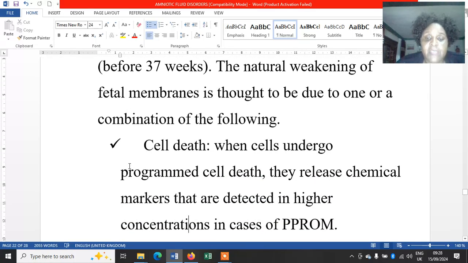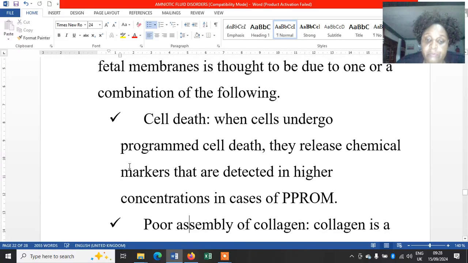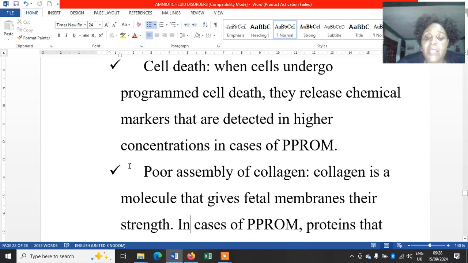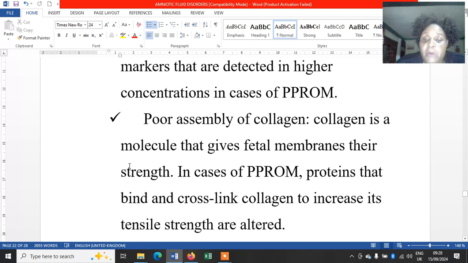1, cell death. Cells can undergo programmed cell death, and they release chemical mediators that are detected in higher concentration, causing pre-PROM. Poor assembly of collagen, and collagen is a molecule that gives fetal membranes their strength. So in cases of pre-PROM, proteins that bind and cross-link to collagen to increase its tensile strength are altered. Therefore, the strength of fetal membranes will decrease.